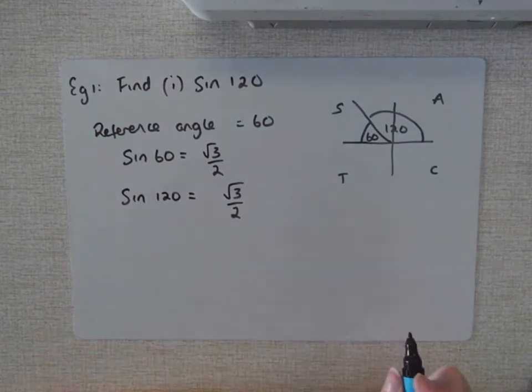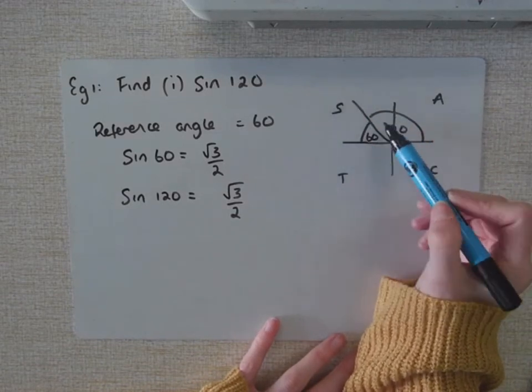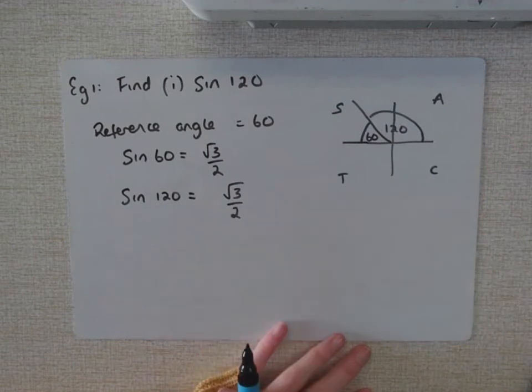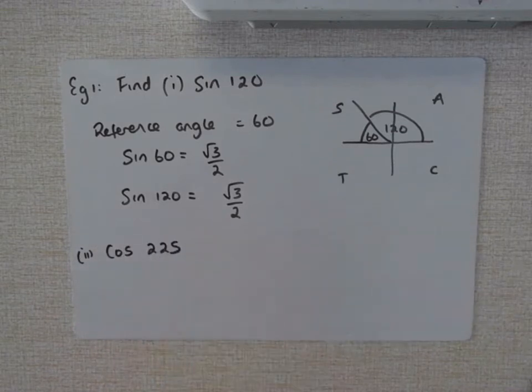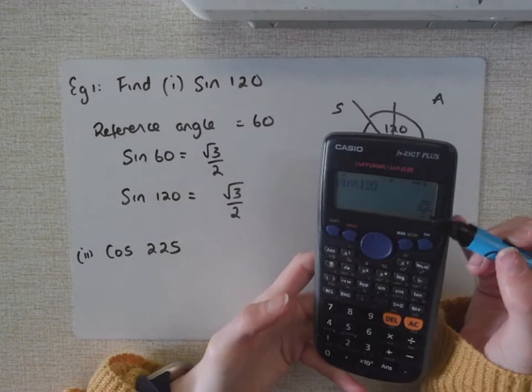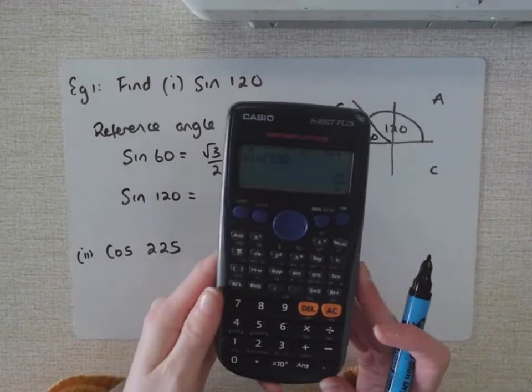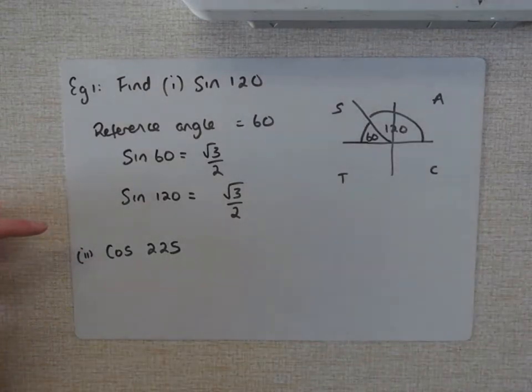I just need to decide whether it has a plus or a minus. Now, it's here, and sine is a plus there, isn't it? So it just stays as root 3 over 2. Are you okay with that? Now you can just go to the calculator and type in sine 120 and the answer comes out for you. But we still need to know this, okay?